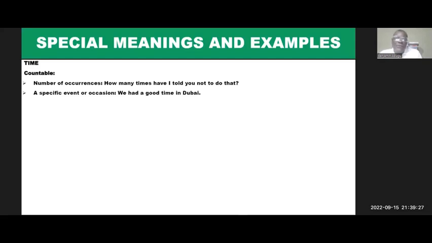For example, a specific event or occasions. You can use time to refer to a specific event or occasion. For example, we had a good time in Dubai, a good time. So you are looking at time as having a singular form, a good time. That is one good time.